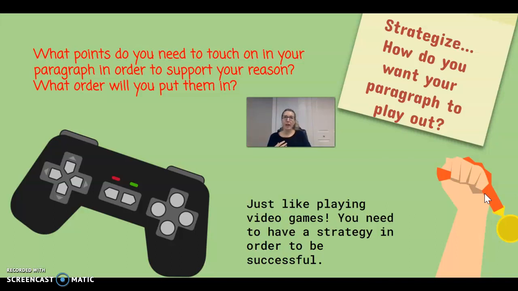So think about a video game. Before you can be successful in the end, you may need to pass certain levels. Well, in order to convince your audience to agree with your point, you need to touch on specific points within your paper. So that's what you need to be thinking about as you're finding your evidence. In order to successfully convince my audience, what points do I need to make sure I include in my paper, okay?